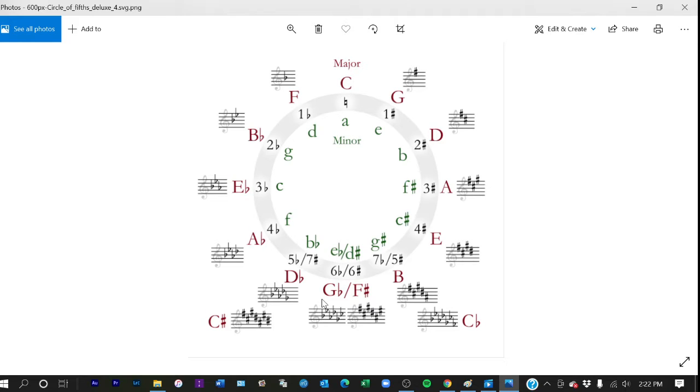I'm going to call it G flat, which is then going to take us to D flat, which is going to take us to A flat, which is then going to take us to E flat, B flat, F. Would you look at that? We're right back where we started from.